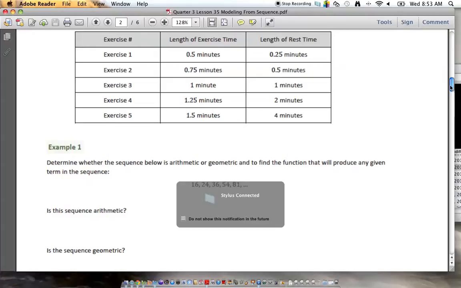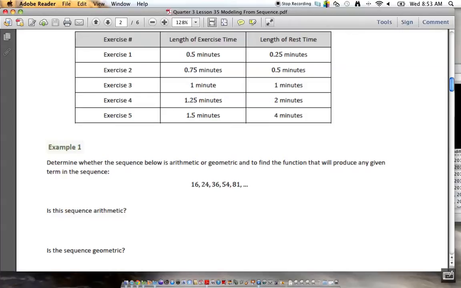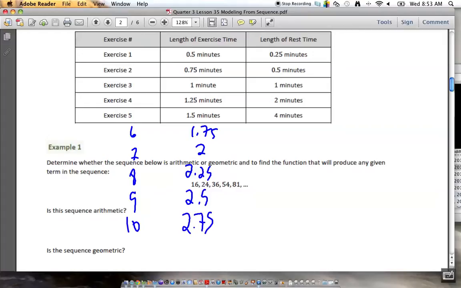Two ways to do this. We could blood and guts it. 6, 7, 8, 9, 10. 1.75, 2, 2.25, 2.5, 2.75. Yeah, that's the blood and guts approach. I like it, and it's not too bad because you're only going out to 10. But if I said, what would the 77th exercise be? I just can't make it. That would be a little annoying.